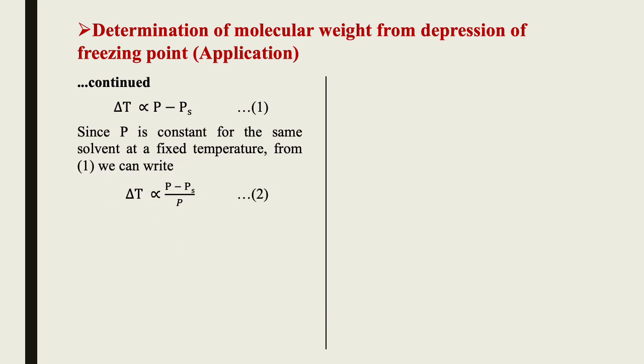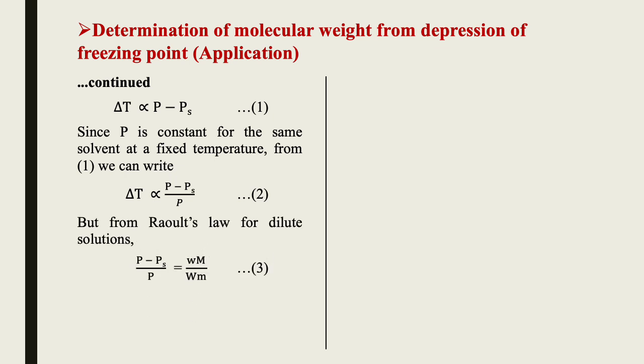Since P is constant for the same solvent at a fixed temperature, from equation 1 we can write that delta T is directly proportional to P minus Ps divided by P. So here we get equation number 2. But from Raoult's law for dilute solution, P minus Ps divided by P is equal to small w into M divided by capital W into small m. So this gives equation number 3.